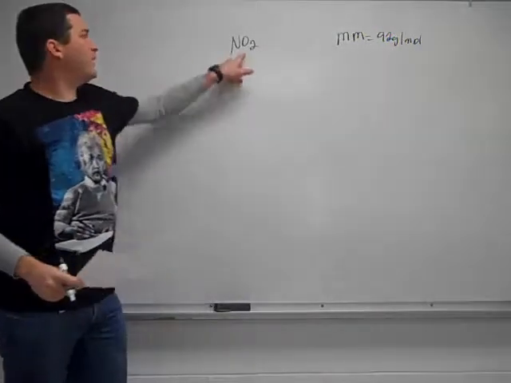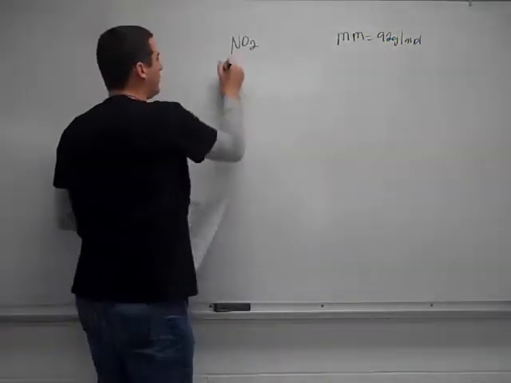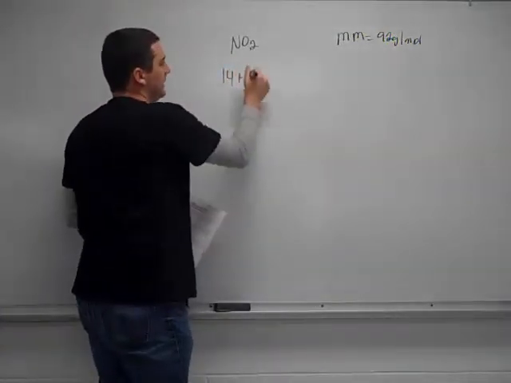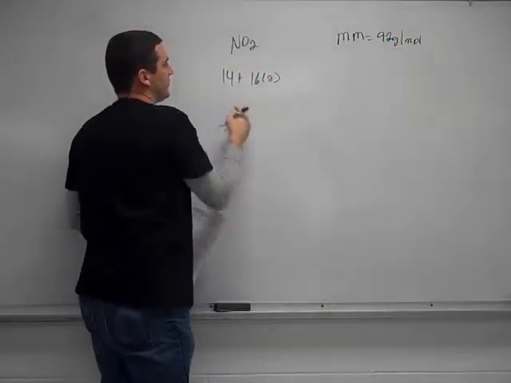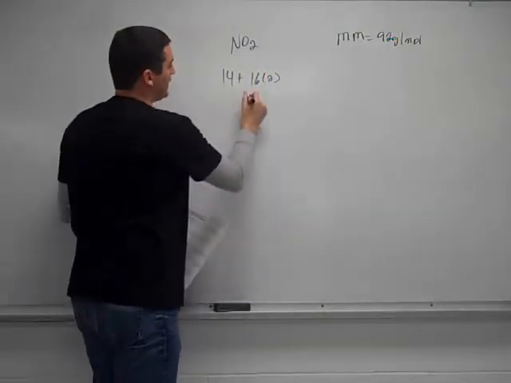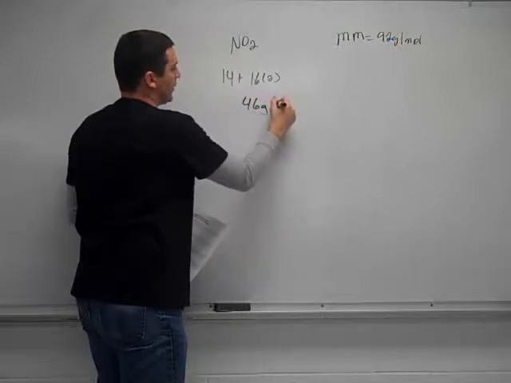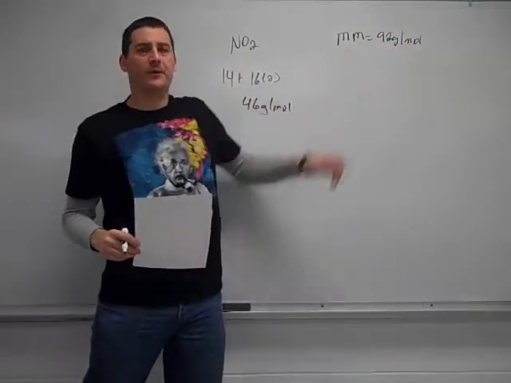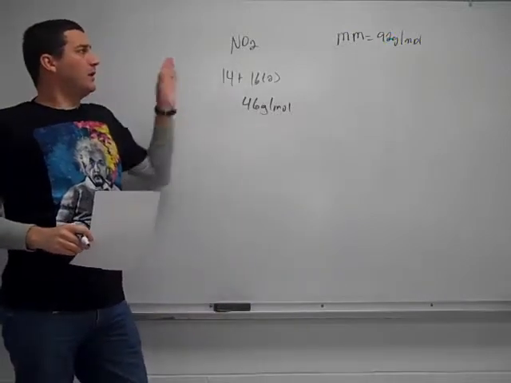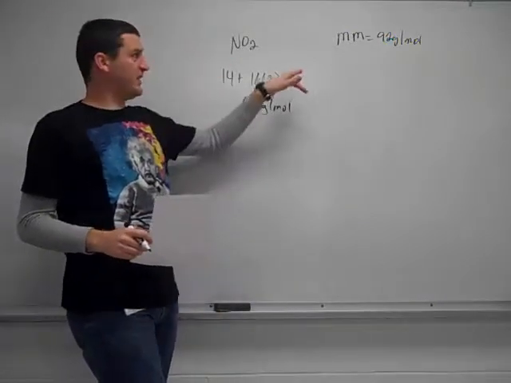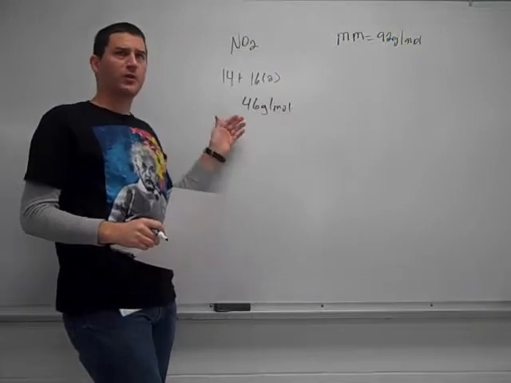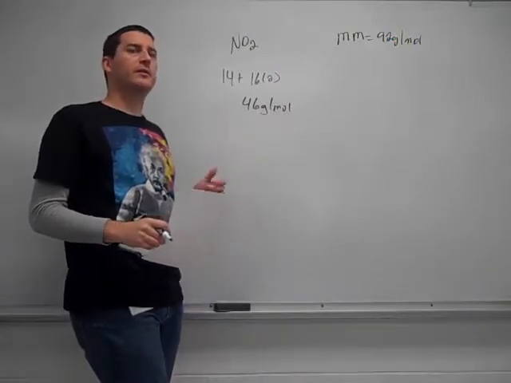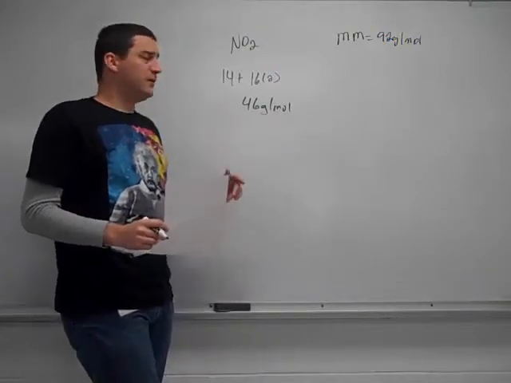Okay? So we've got to find out how much this thing weighs. Well, we would do 14 plus 16 times 2. So 14 plus 32 is going to give us 46 grams per mole. Okay? These two numbers are different. So we know our molecular formula, which is what we're looking for, weighs 92 grams. Well, our reduced form, or our empirical formula form, weighs 46 grams.